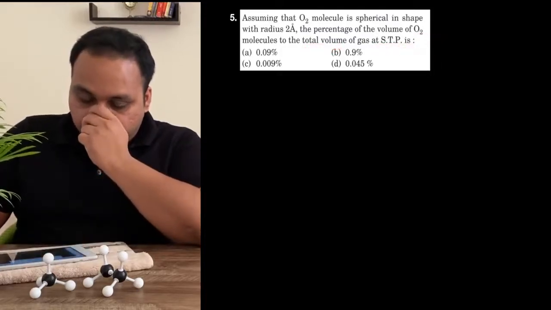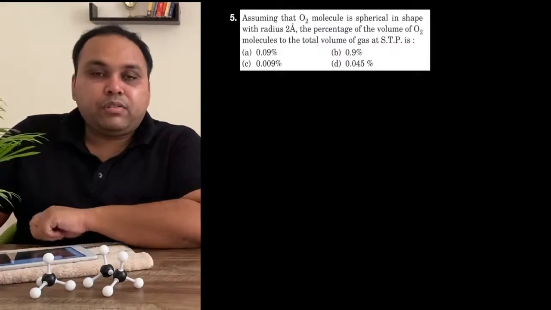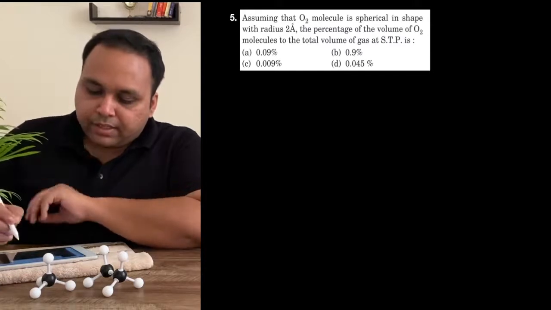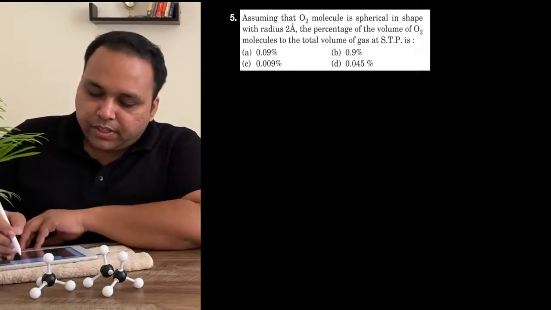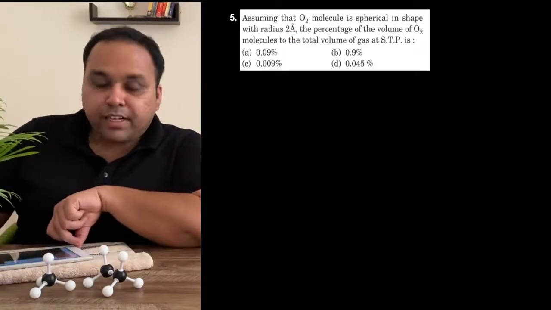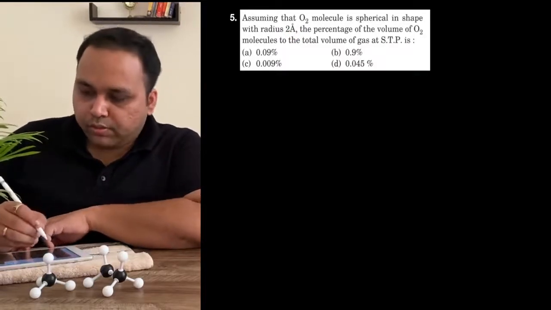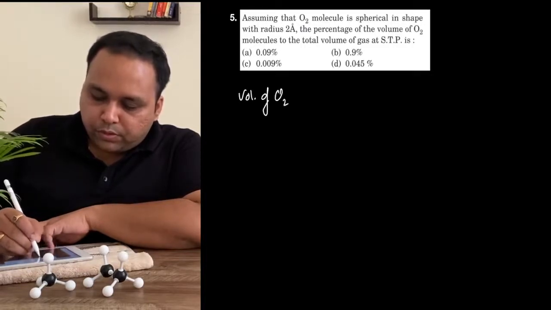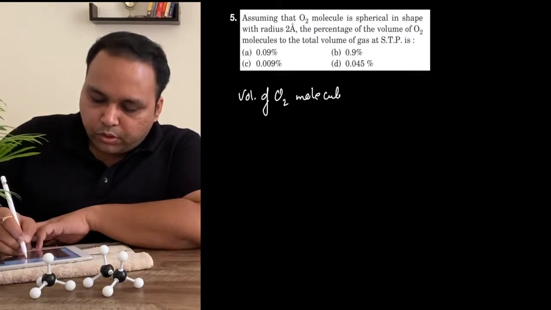Okay, so what we need to do is find out the volume of O2 molecules as compared to the total volume. We have said to consider O2 molecules to be spherical in shape with a radius of 2 angstrom. Let's find out the volume of O2. What is the volume of O2 molecules?